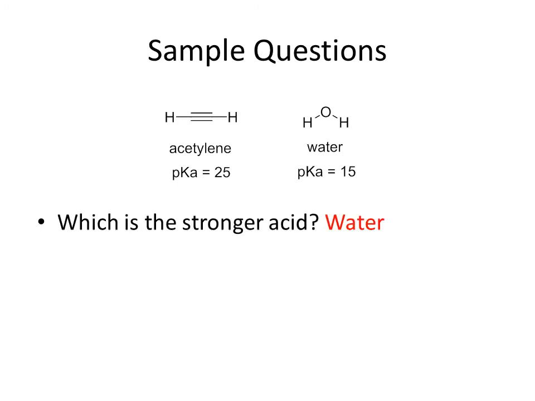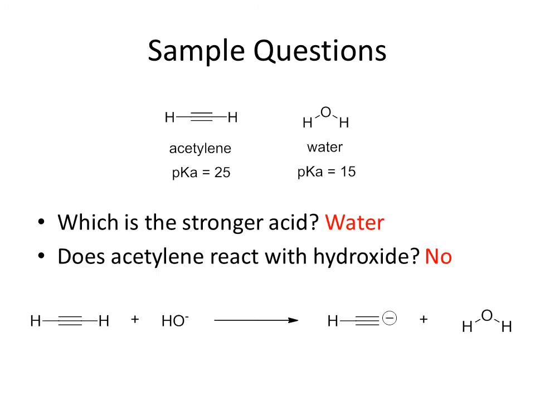So to summarize our answers to the sample questions, for the two molecules with their pKa values, water is clearly the stronger acid. And finally, does acetylene react with hydroxide as shown below? No, it doesn't. The proton must transfer from the stronger acid to the stronger base, and the way the reaction is written here, that doesn't happen. Also, the way the reaction is written here, we get products that are less stable than the reactants.